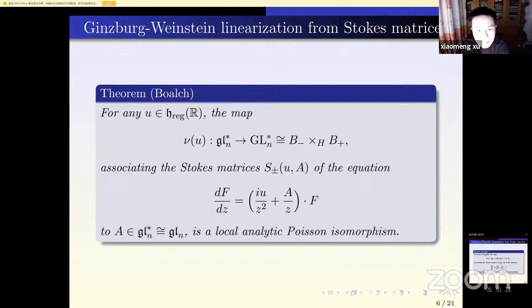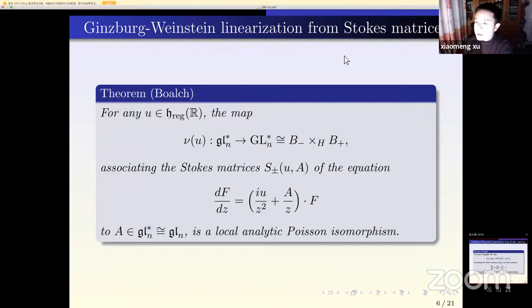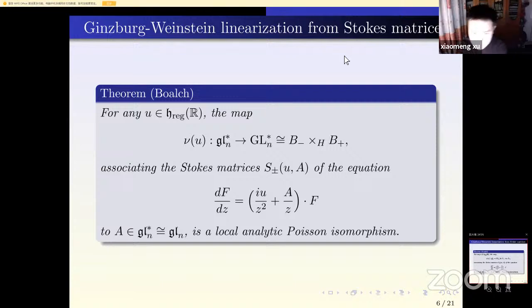And then Boalch proved that this map is actually a Poisson isomorphism, where the left is equipped with a KKS, or canonical linear Poisson structure, while the right is equipped with the dual Poisson structure. So this is the starting point of our interest in the Stokes phenomenon, to try to understand this remarkable theorem. Okay, any questions on this, on Philip Boalch's statement?